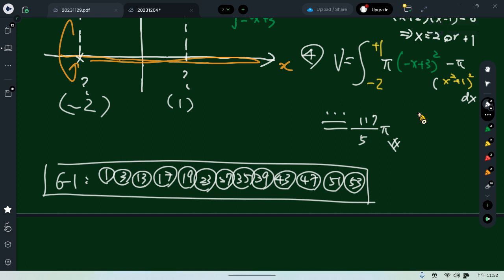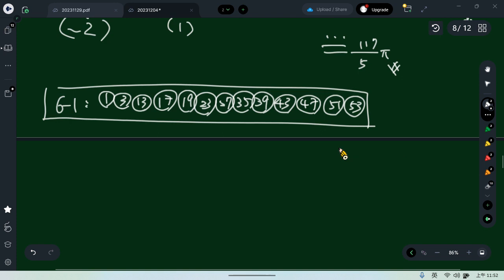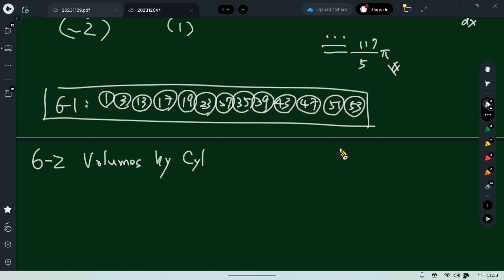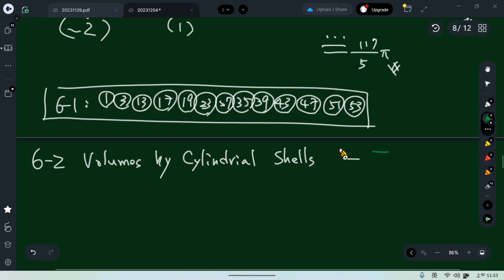Let's go into section 2. But I'm afraid we cannot finish section 2 today, but I will give you a very quick idea about the shell method. Section 2 is volumes by cylindrical shells. The shell method.